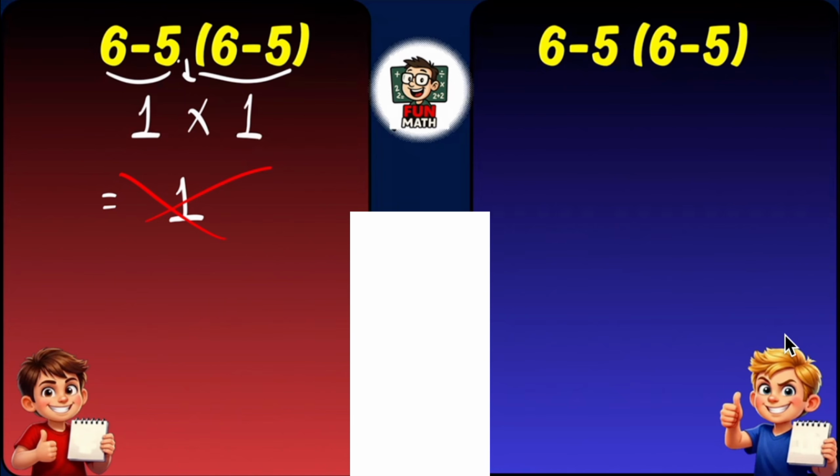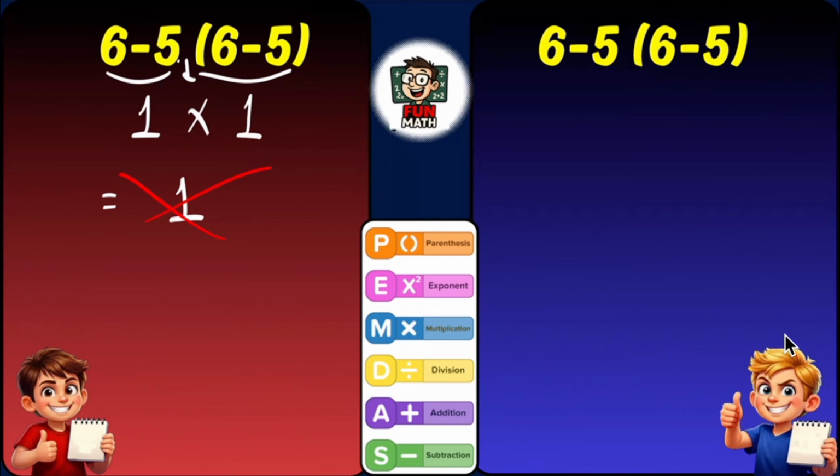The order of operations is coded as PEMDAS. P stands for parenthesis, E stands for exponent, M stands for multiplication, D stands for division, A stands for addition, S stands for subtraction. PEMDAS. Here we have another rule.